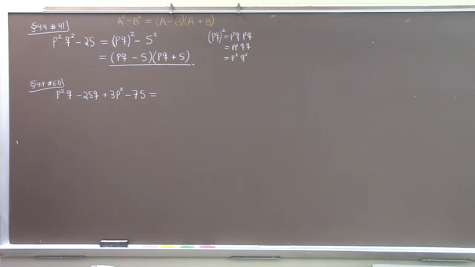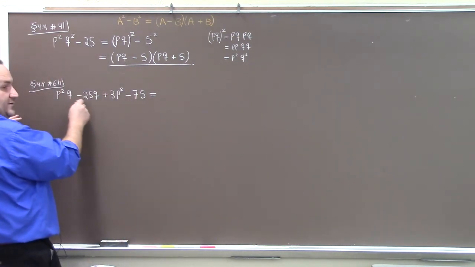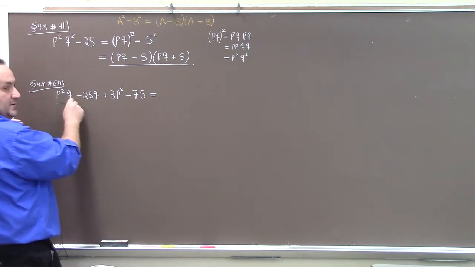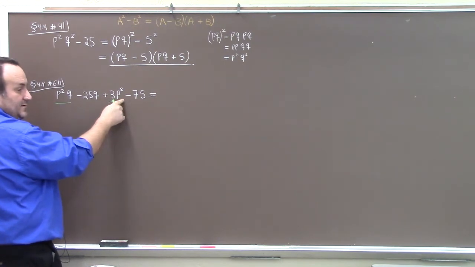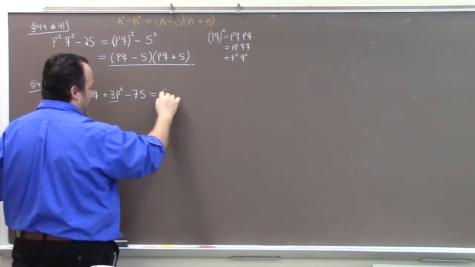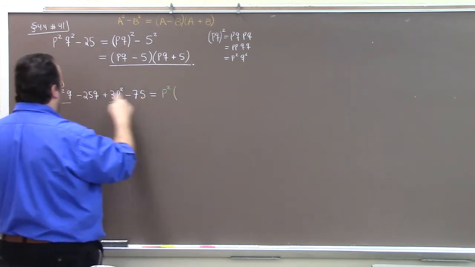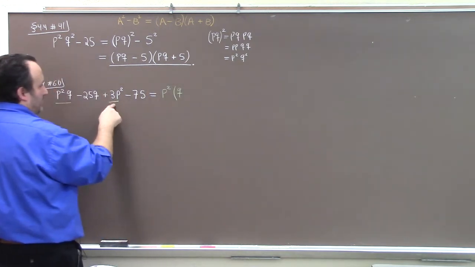Goodness, I look at this and I'm like, how can this be factored? This is one of those factoring by grouping problems we talked about last time. So look here. This one and this one both have a P squared, so those go together. Let's start with that. P squared times what? P squared times Q plus 3.